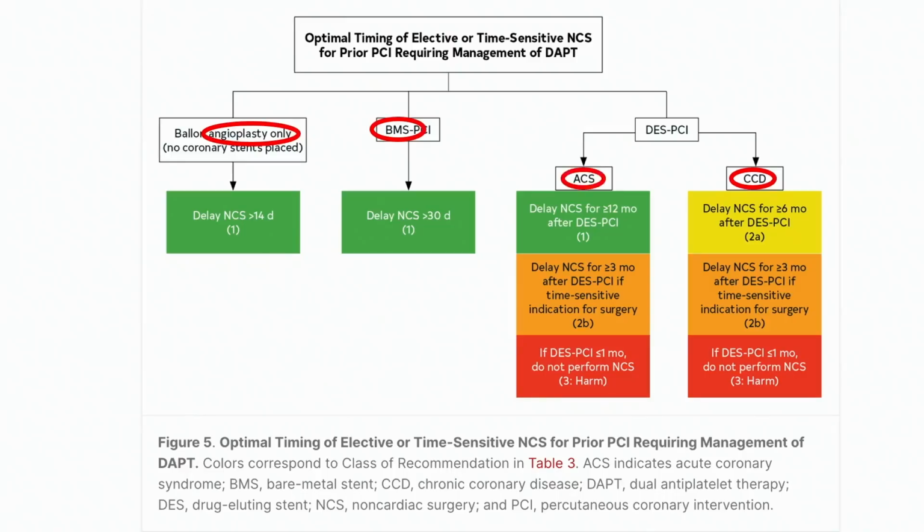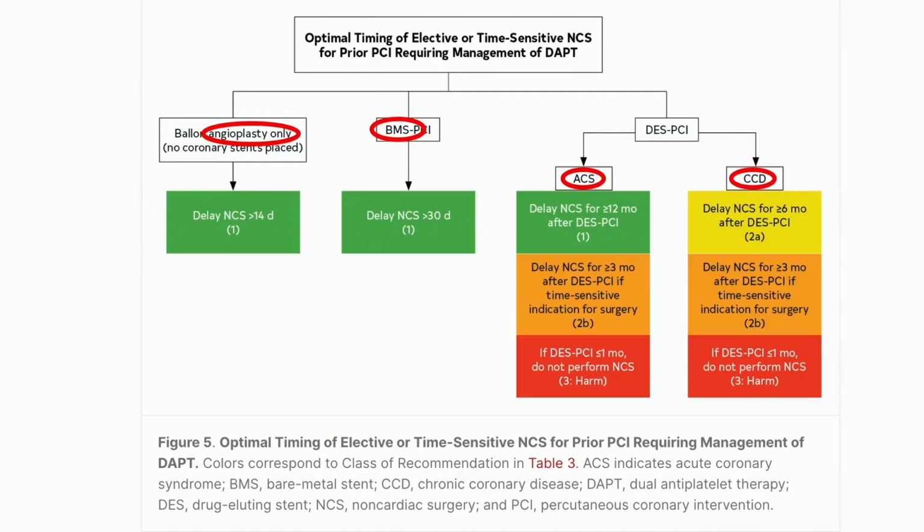However, for patients that have had a stent placed for acute coronary syndrome, such as an MI, they recommend waiting 1 year for elective procedures. Now, they do talk about delaying surgery for at least 3 months in patients that have time-sensitive surgeries that they need, such as for cancer or other surgeries that cannot wait.